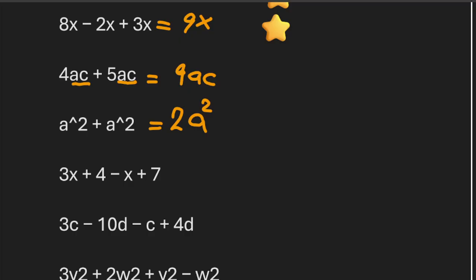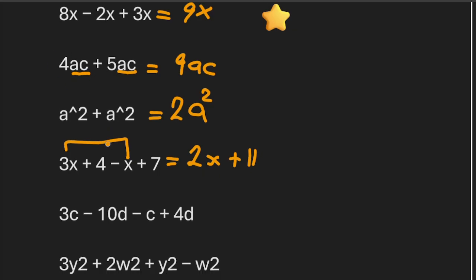Now 3x plus 4 minus x plus 7. Obviously, x doesn't look like the 4 because the 4 doesn't have x in it. So in such a question, I'll add the things that look alike. So 3x and x look alike. So 3x minus x, 3 dogs minus a dog. So it's 2 dogs, 2x. And then 4 plus 7 is 11. So it's just 2x plus 11.